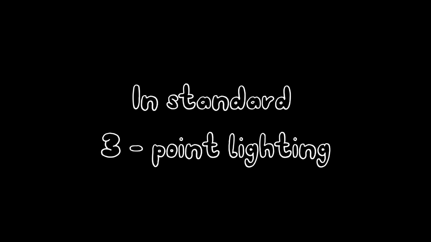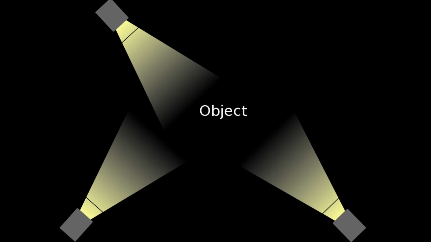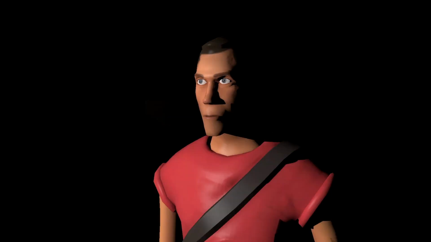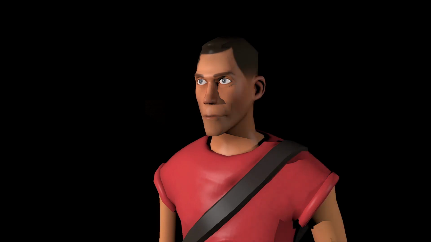In standard three-point lighting, the object or person, and for the sake of this video I will be referring to the person, being filmed is first lit with a key light, which is usually directly in front or kind of to the side of the person. This causes bright illumination of the face, but usually causes high contrast shadows across the face and the body, depending on the angle of the light. This is usually fixed by a fill light.